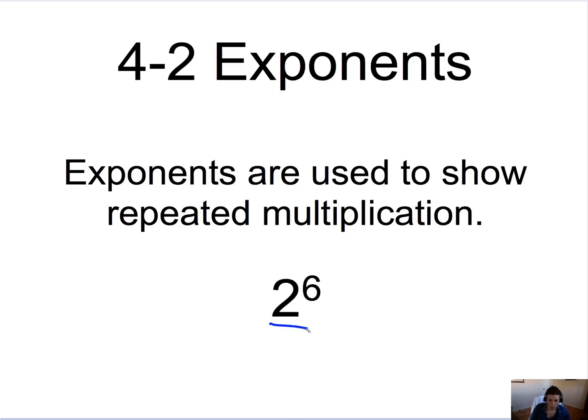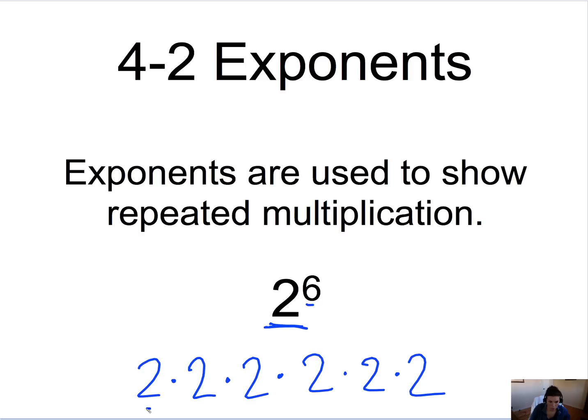This means that we are taking this number 2 and multiplying it by itself 6 times. So we're multiplying 2 times 2 times 2 times 2 times 2 times 2, 6 times. 1, 2, 3, 4, 5, 6. So instead of writing out this entire sentence, all we have to say is 2 to the 6th power, which is right here. That's all exponents are used for. It's kind of a shortcut.